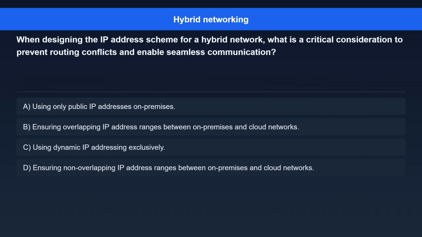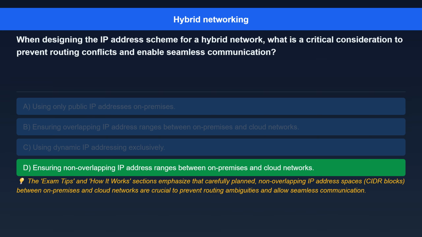Question 6. When designing the IP address scheme for a hybrid network, what is a critical consideration to prevent routing conflicts and enable seamless communication? Option A. Using only public IP addresses on premises. Option B. Ensuring overlapping IP address ranges between on-premises and cloud networks. Option C. Using dynamic IP addressing exclusively. Option D. Ensuring non-overlapping IP address ranges between on-premises and cloud networks.